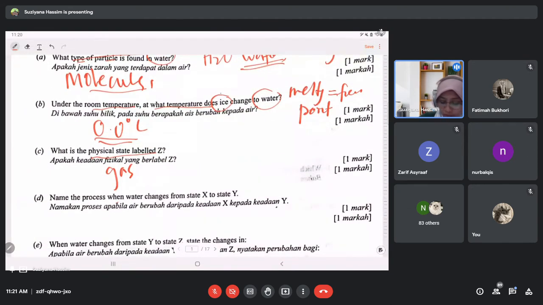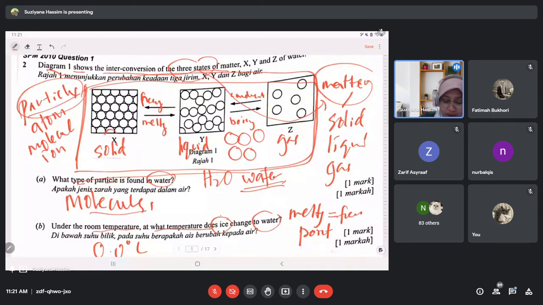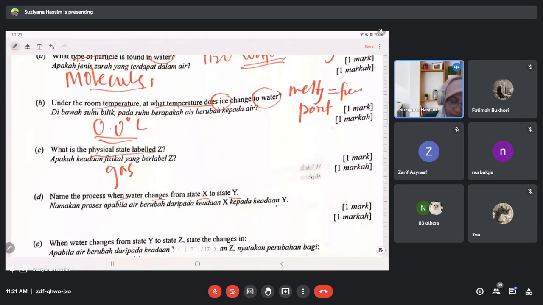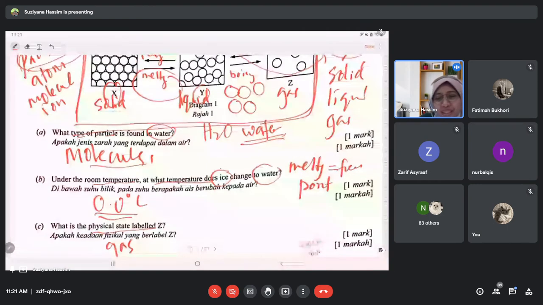Name the process when water changes from X to Y. X to Y, melting process. Just write down melting process. See, very simple. If you write down here first, it's very simple. Teacher, is it wrong if we all do counting? Not wrong lah. It's your paper, not my paper. But don't tear it up. You have to jot down the notes, okay?